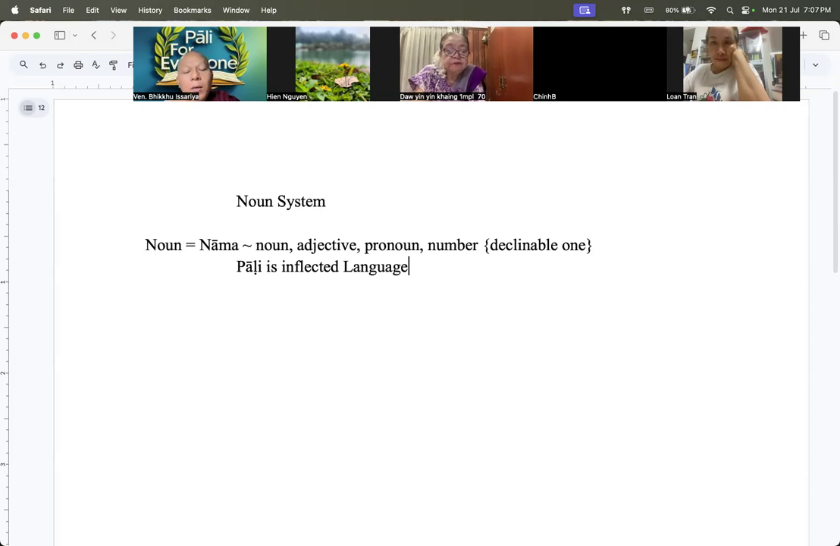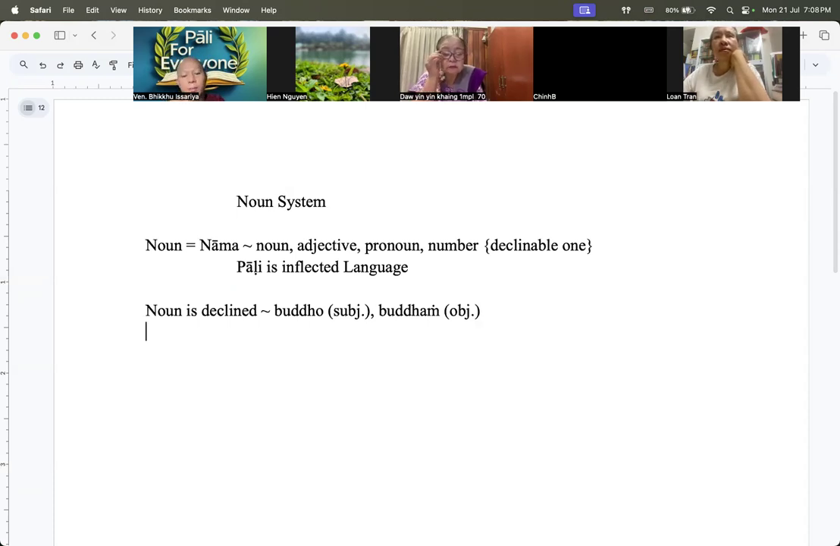So the noun forms are inflected. That is why the inflected noun is called declined. Decline means changing. For example, as the subject we say buddho, but as the object we will use buddham. So that is object, and so on. In this way it can be changed, you see. That one is called declined or declinable.